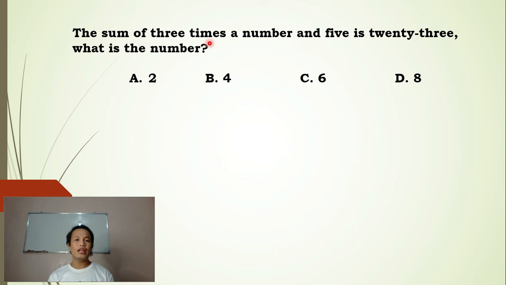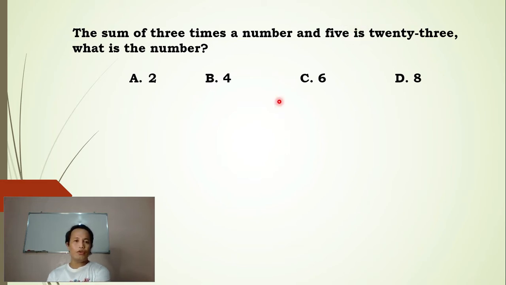If we analyze the problem, it says here the sum of 3 times a number. As you can see, we have this phrase, a number. In this problem, we need to represent what this number is. Since we do not know what this number is, we need to represent it using a variable. We can use any variable, but usually the variables commonly used in algebra are x, y, and z. But you can use any other variable. To translate this problem, we have here the sum of 3 times a number and 5 is 23. In mathematics or algebra, "is" denotes equal.